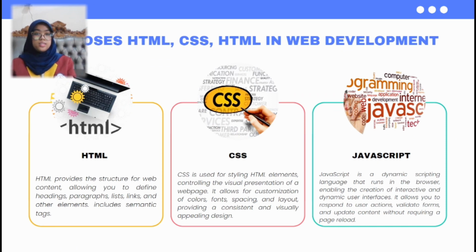Purposes of HTML, CSS, and JavaScript in web development. HTML provides the structure for web content, allowing you to define headings, paragraphs, lists, links, and other elements, and includes semantic tags. CSS is used for styling HTML elements, controlling the visual presentation of web pages. It allows for customization of color, font, spacing, and layout, providing consistent and visually appealing designs.